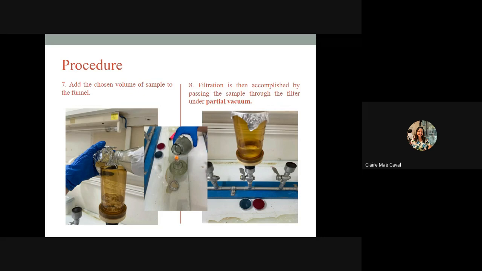The next is filtration, which is accomplished by passing the sample through the filter under partial vacuum. So that's it. We turn it on and filter, and we have to wait. So again, waiting is part of the process in microbiology. So, let us wait. And always remember, class, like this one, you always flame the mouth of the sample bottle. Even the Erlenmeyer flask, anything in micro, needs aseptic technique. So there should always be flaming in between.